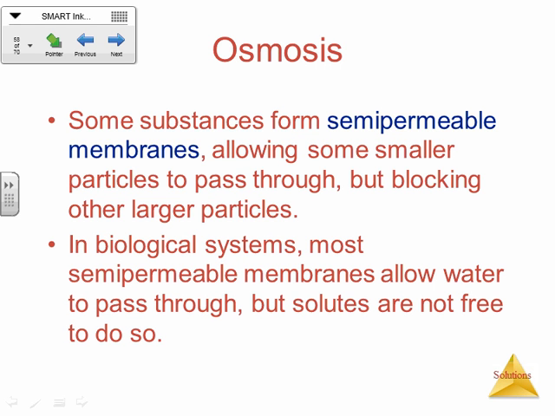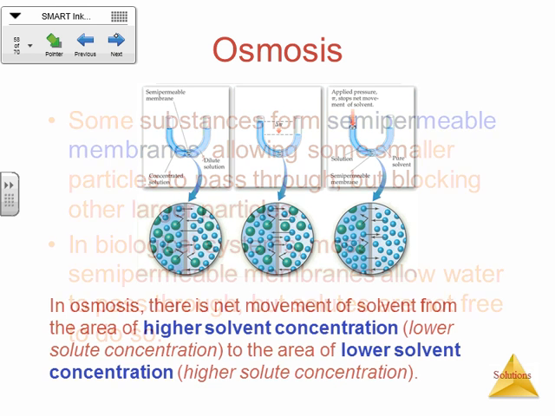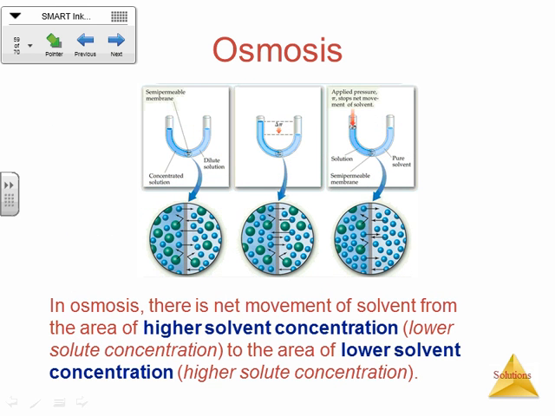So most semi-permeable membranes in biological systems allow water to pass through, but a lot of the solutes are actually too big to get through. Okay? For other reasons, they're not able to get through because of the charge of the membrane or the polarity of the membrane. So in osmosis, you've got net movement of solvent from an area of higher concentration to an area of lower concentration.